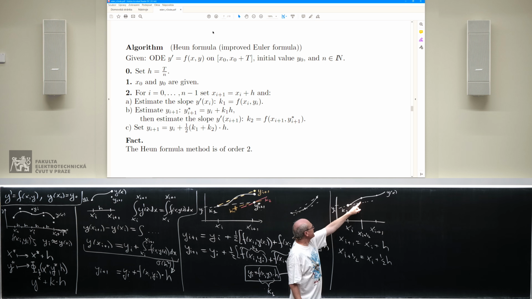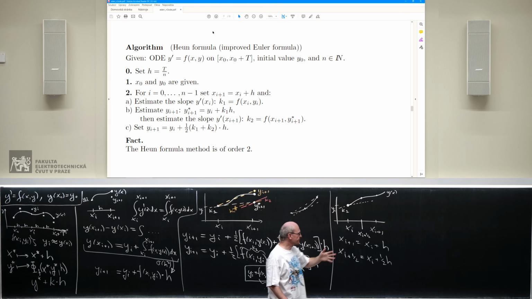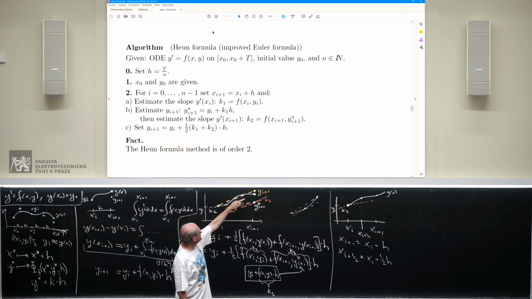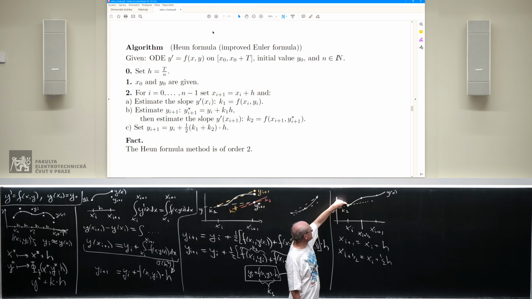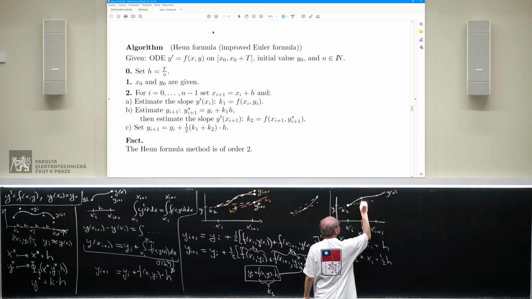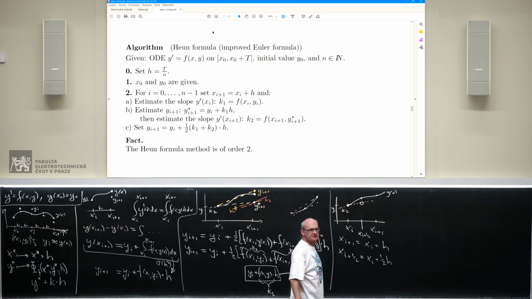Well, how do I get this information? I'm in a similar situation. Here I was trying to find a slope at the end, and I used a temporary point to get at least an approximation of the slope. I will use the same trick here. I'm sitting at the point xi, yi. I know the slope k1, and I can move forward. And I can move by half the step.